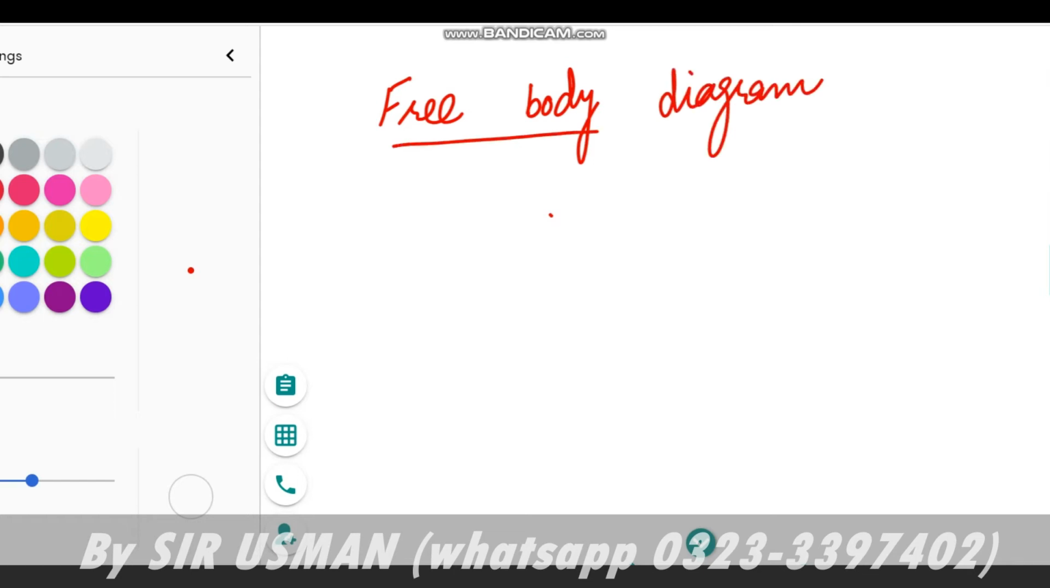So what is a free body diagram? There is an art to drawing this free body diagram. So how do we draw it?